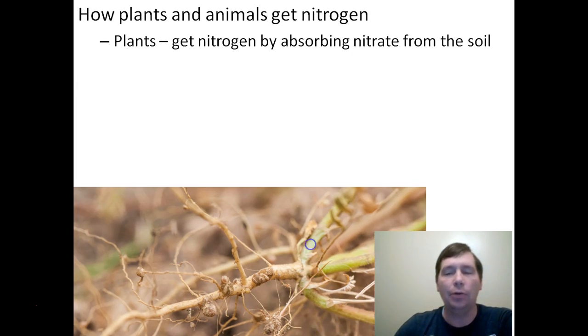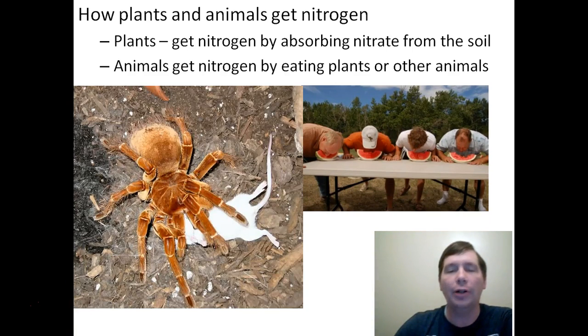Animals, on the other hand, we don't do that. How do we get our nitrogen? We get it by eating something. Animals get the nitrogen they need by either eating a plant and absorbing the nitrogen from the plant, or by eating another animal. Here we've got a big old tarantula eating a mouse. This mouse would have eaten some plants and absorbed some nitrogen from the plants, and then the spider's eating the mouse and it's now absorbing some nitrogen from the mouse. So that's how plants and animals get their nitrogen. Plants absorb nitrate from the soil. Animals get their nitrogen by eating either a plant or another animal.